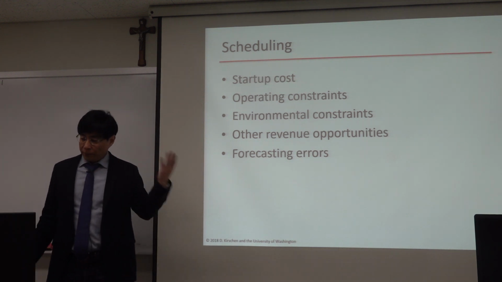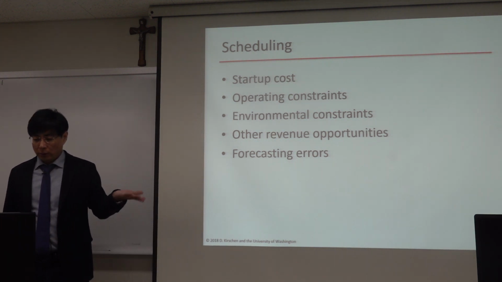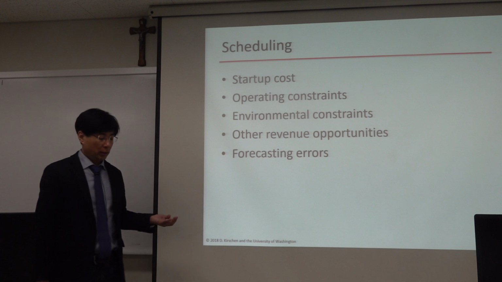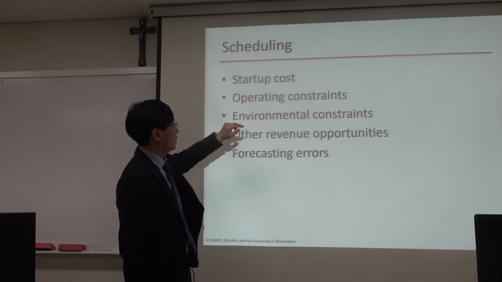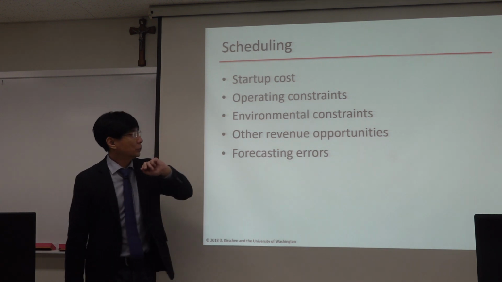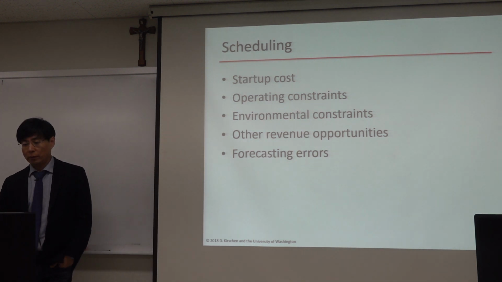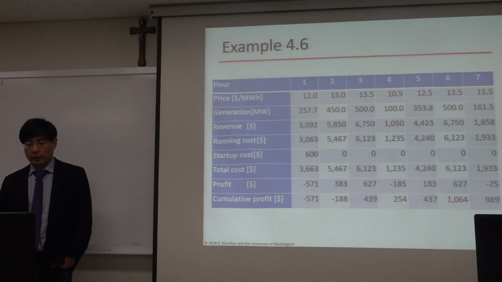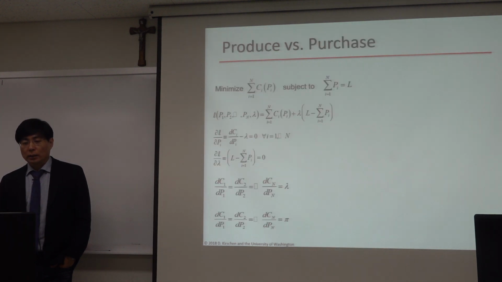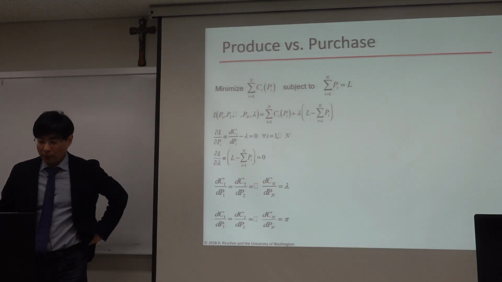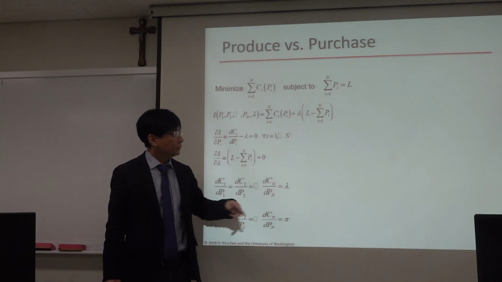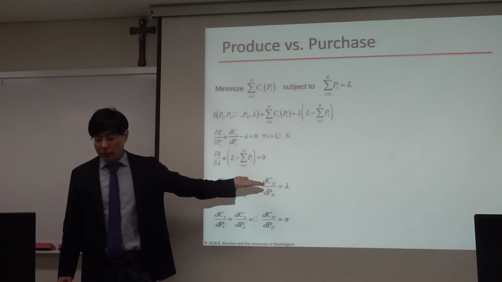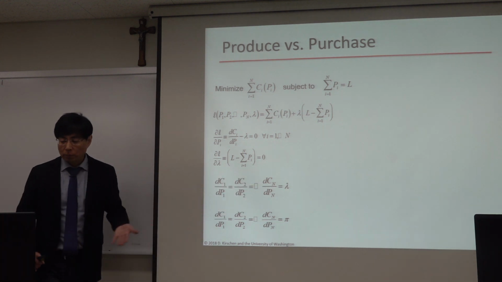Also, the generators need to schedule their power plant considering startup cost, operating constraints, environmental constraints, and other revenue opportunities, etc. We talked about the convex optimization and the meaning of Lagrange multiplier lambda. Lambda plays as a shadow price.